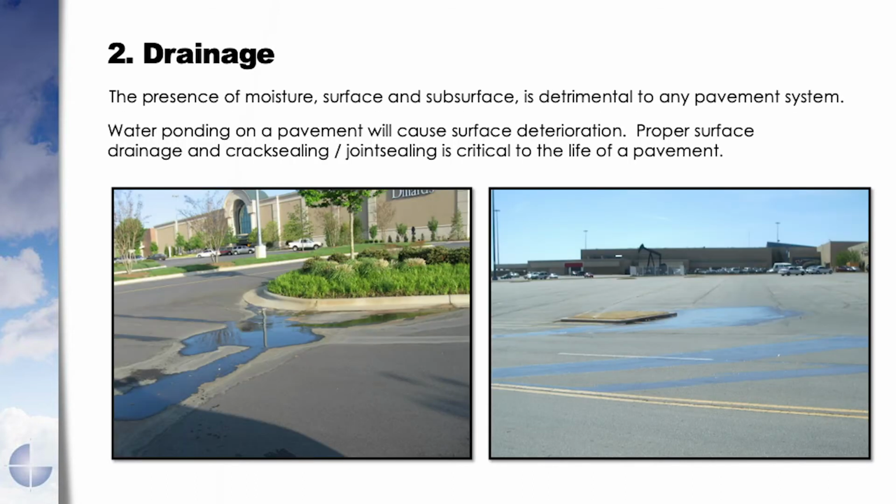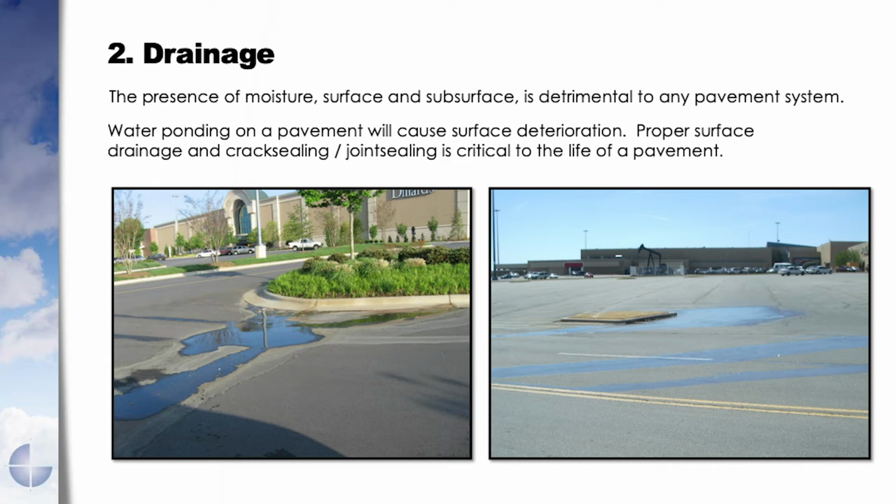The next root defect we're going to look at, or root cause, is drainage. These are two examples of surface drainage or poor surface drainage that will cause premature defects. We'll start with the photograph on the right. As you can see, there's a flat spot around this island at the shopping mall, and it's ponding water. That water sitting on that pavement is going to cause that pavement to deteriorate quickly.